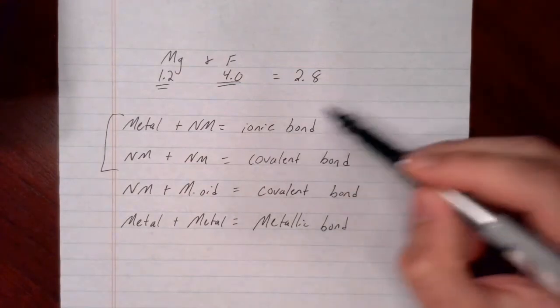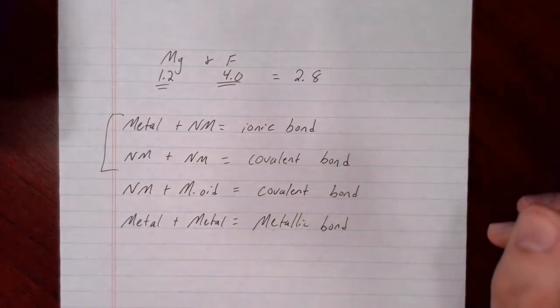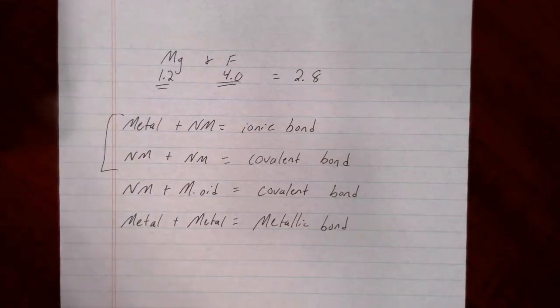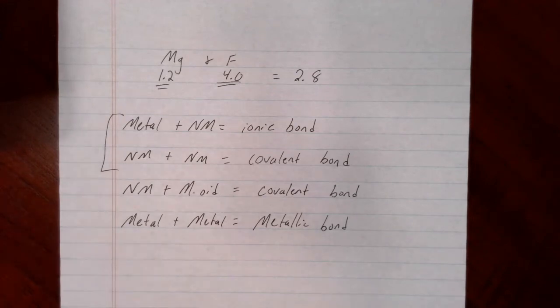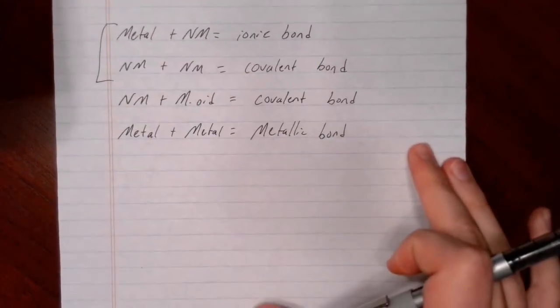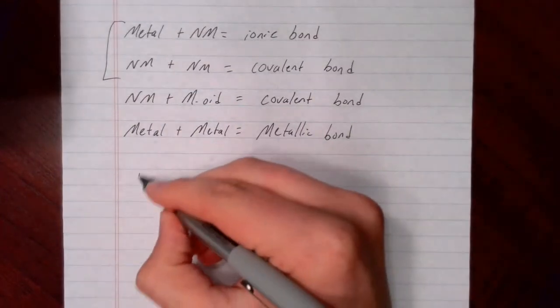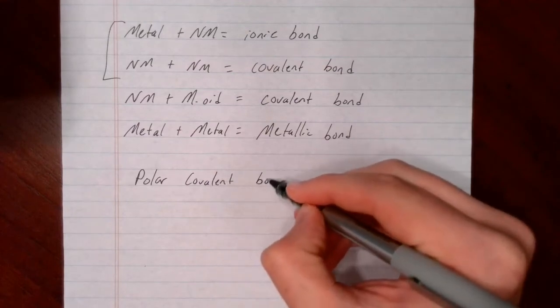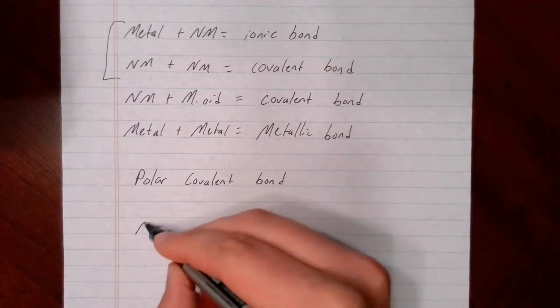So if a bond is ionic, the electrons are transferred. That's all we need to worry about. So if you have a bond between potassium and chlorine, for example, it's a metal and a nonmetal. So potassium gives its electron to chlorine, and that's the end of it. The electrons are transferred. We have the electrostatic attraction, and we're good to go. But covalent bonds are a little bit trickier. So we have two classes of covalent bonds we need to look at. We have a polar covalent bond and then a nonpolar covalent bond.